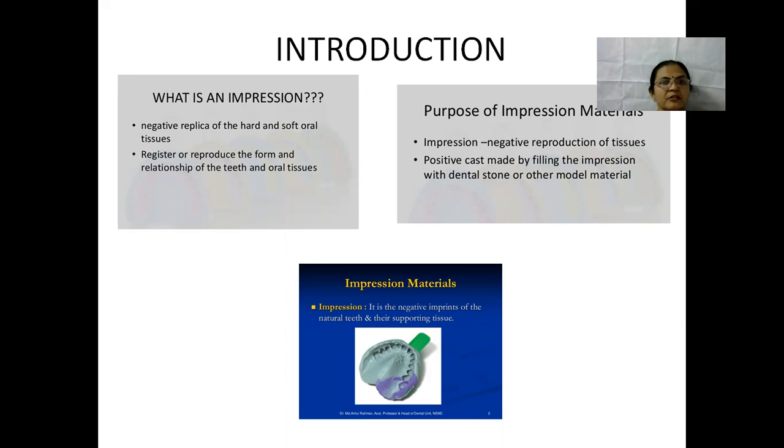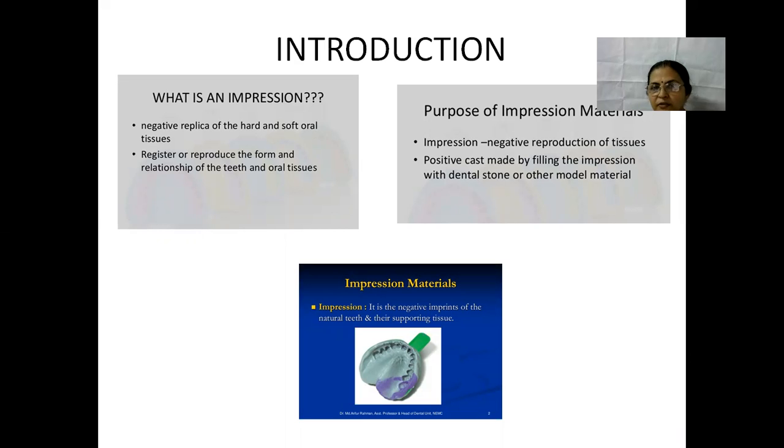So what is an impression? It can be defined as a negative replica of hard and soft oral tissues which reproduces or registers the form and relationship of the teeth and oral tissue. And why do you need an impression material to record all these?